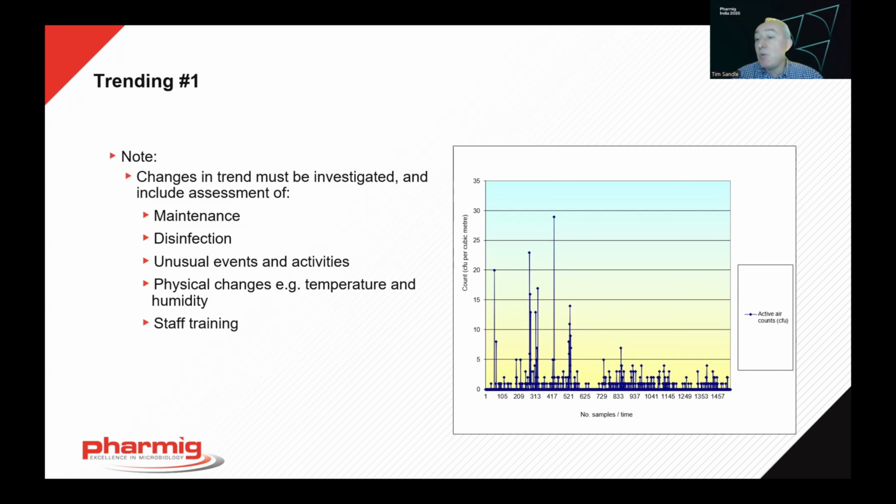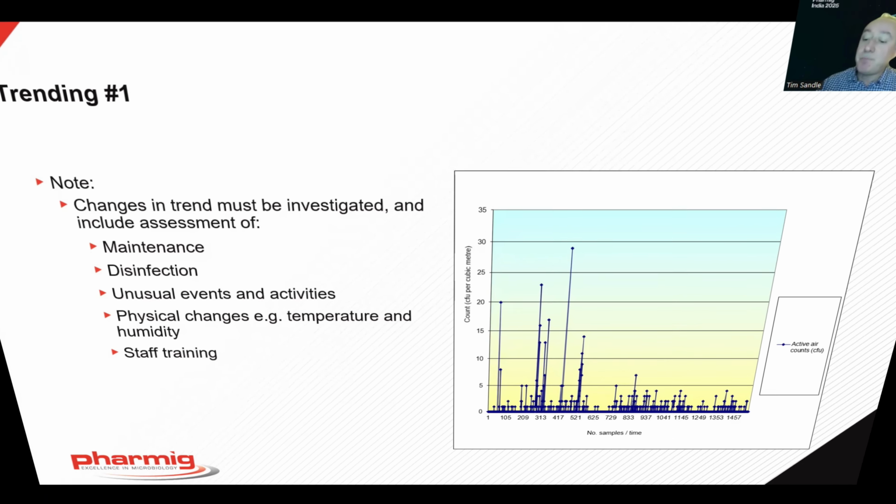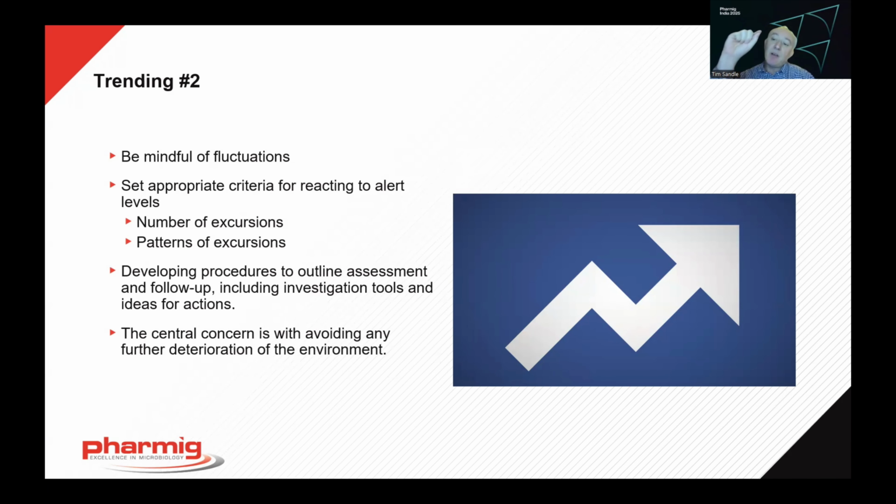So maybe it was maintenance work. Maybe it was the effectiveness of cleaning and disinfection following the maintenance work, or in general. Maybe there was a power cut. Maybe there was a HEPA filter blocked. Or maybe a room extract wasn't functioning properly. Or maybe we saw excessive rises with temperature and humidity. Maybe it was a new shift, a new group of staff. So there are different things we can explore to try and make sense of those data peaks. And we need to be mindful that sometimes we're going to get little fluctuations.